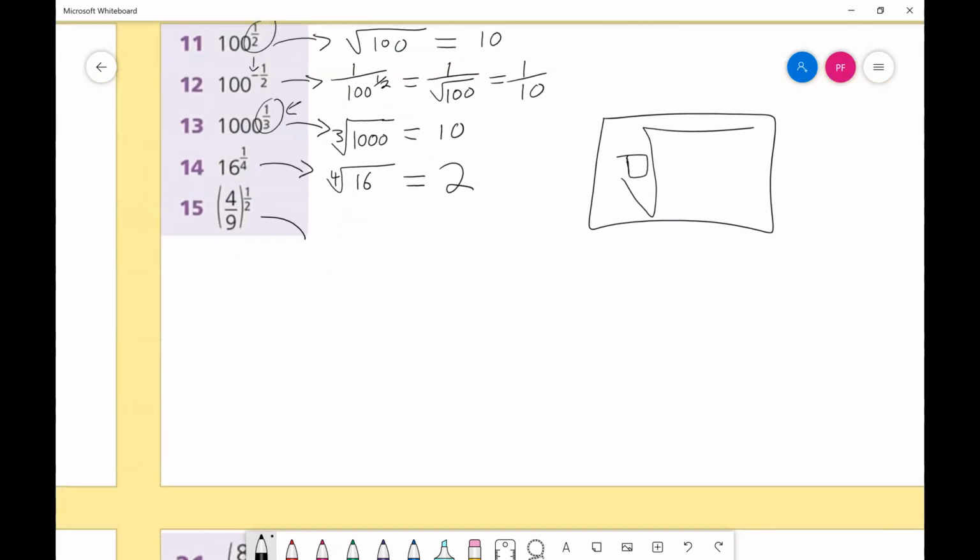And finally, 15 to the power of a half. So the first thing that we need to note is that when the power is outside the brackets, it applies to everything inside the brackets. So that's 4 to the power of a half over 9 to the power of a half. The power of a half means square root. So square root of 4 over square root of 9. The square root of 4 is 2, and the square root of 9 is 3.